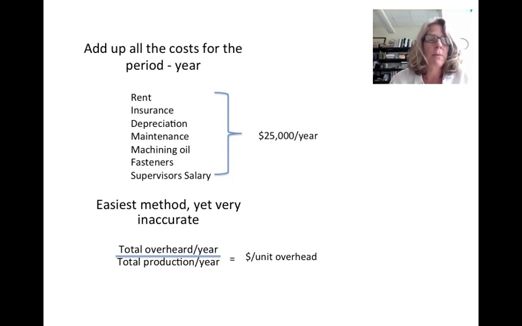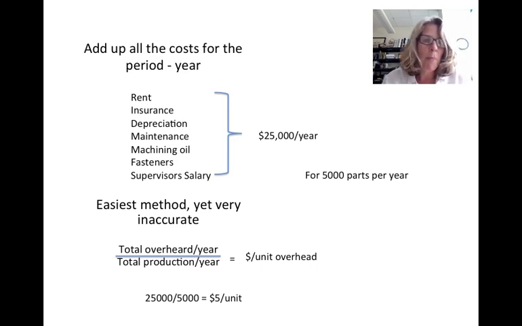As an example, let's say all of these expenses added up to $25,000 a year, and we produced 5,000 parts, which is then $5 a part. Now you can see that this is easy if all the parts are the same. But what if some of the parts were large and complex and some of them were small and very simple? Allocating $5 for every single part might not be an equitable way of attributing the overhead. And that's why later on we'll talk about activity-based costing.